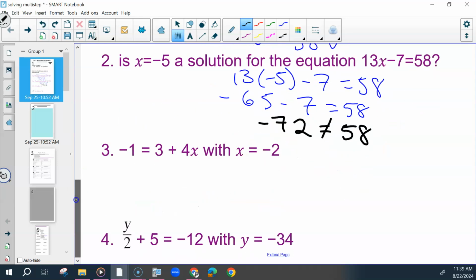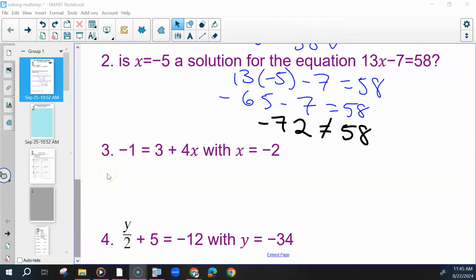Alright, I want you to try 3 and 4 really quickly. I'll give you 3 to 5 minutes to do those two. What do you want me to do? I want you to do this. I need to be able to see it.